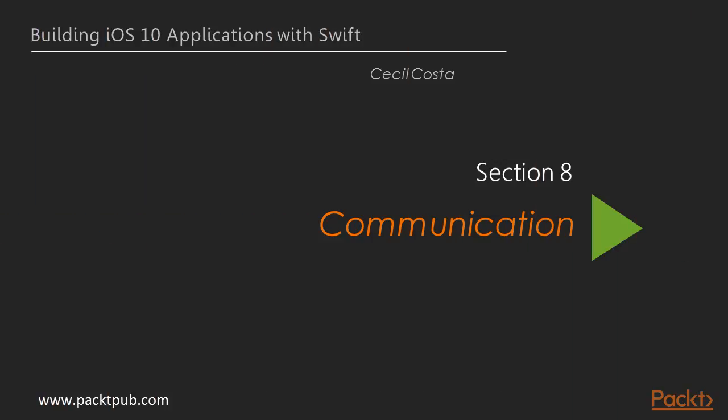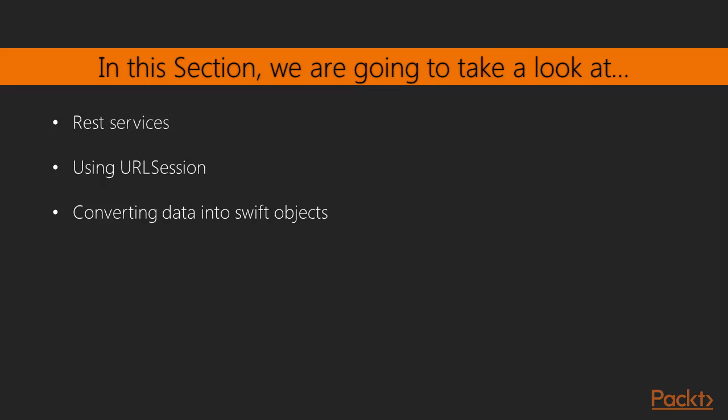Hi, and welcome to Section 8. In the previous section, we learned how to use Table View, which is an important UI component for listing items on screen. In this section, we'll request data from an external source, which is a common requirement in many apps nowadays. First, we'll learn the basic concepts of HTTP request.